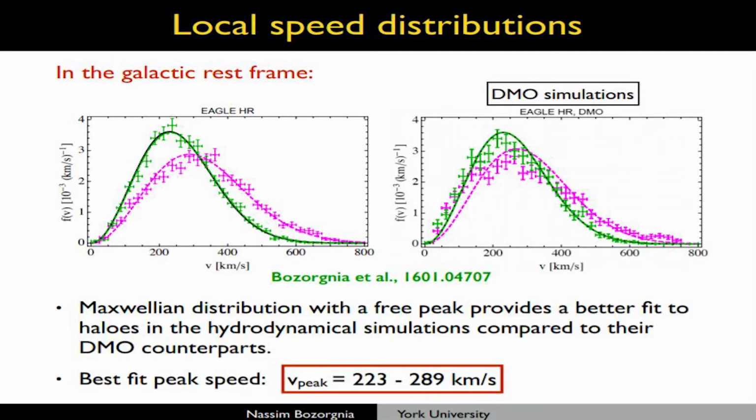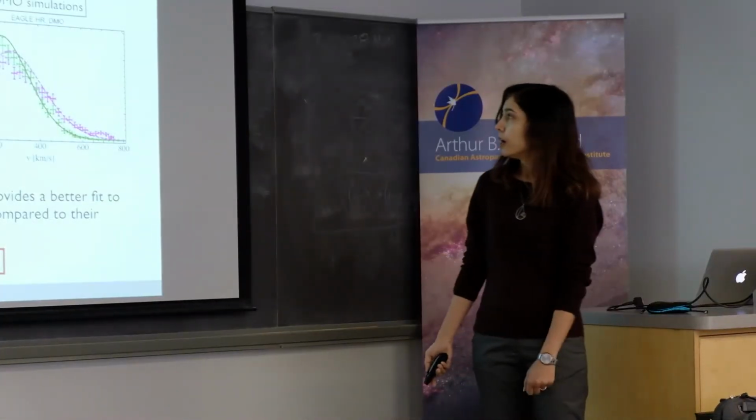And so, yeah, a Maxwellian distribution with a free peak provides a better fit to the halos in the hydrodynamical simulations compared to the dark matter only, but there is a range for the peak speed. It's not 220 kilometers per second, and depending on the realization, on the halo, it can range from 220 to 290 kilometers per second based on this simulation.